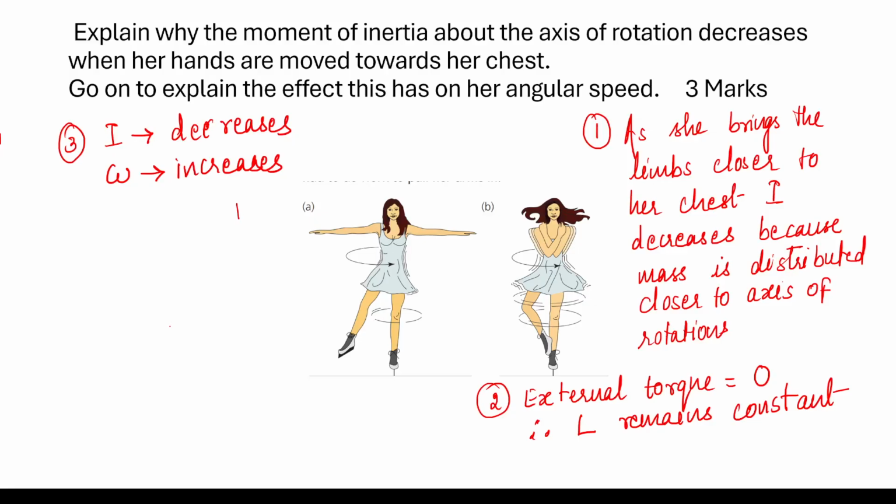That's it. Okay, so you have explained the effects on the angular speed. The angular velocity has increased. Why? Because I has decreased. Why has I decreased? Because she has brought the mass closer to the axis of rotation. And why should the product remain constant? Because external torque is 0.